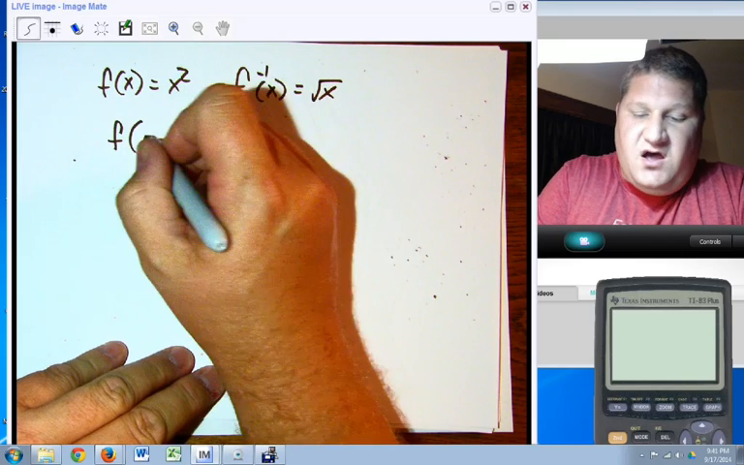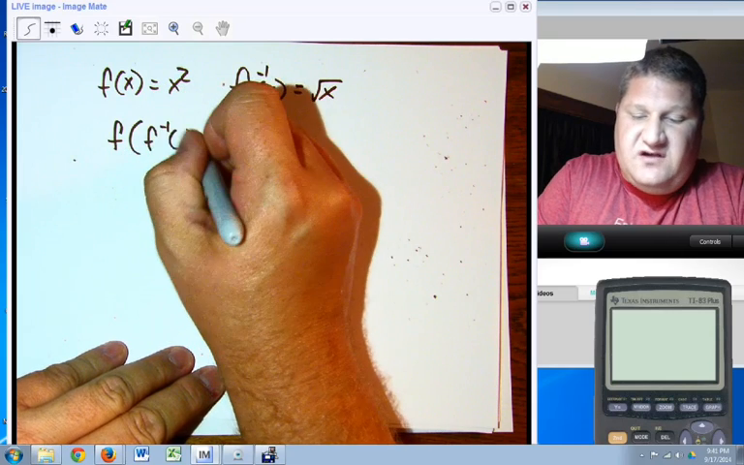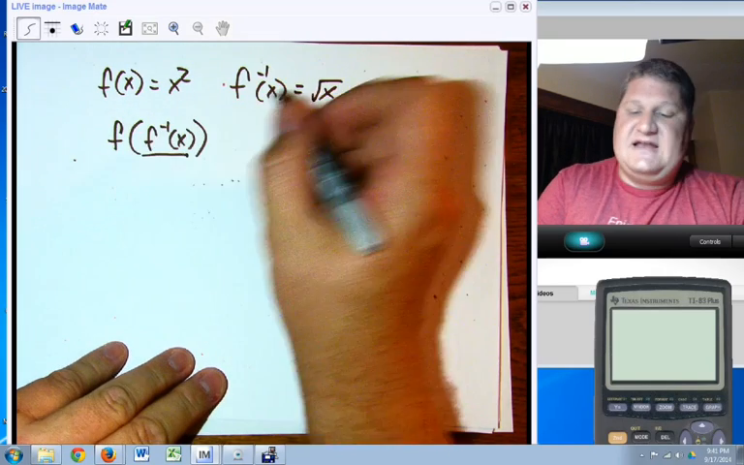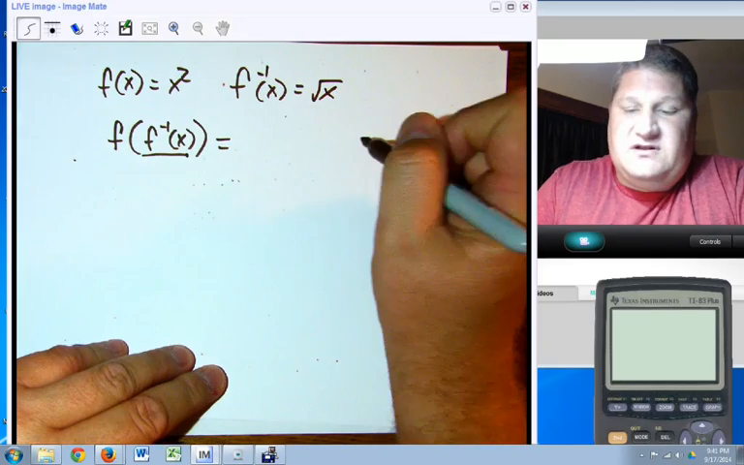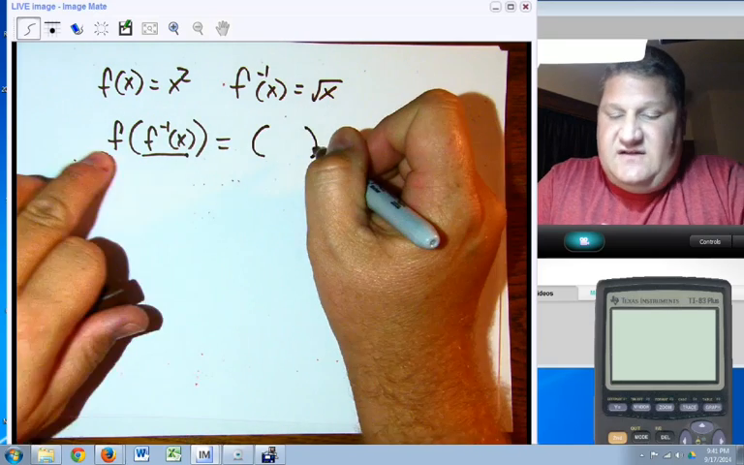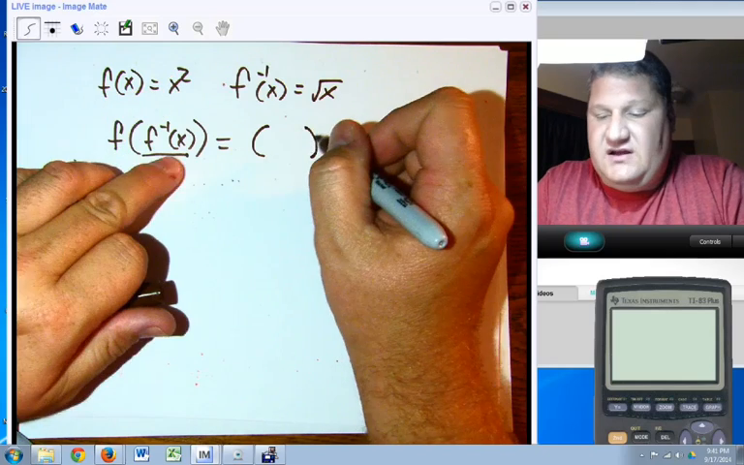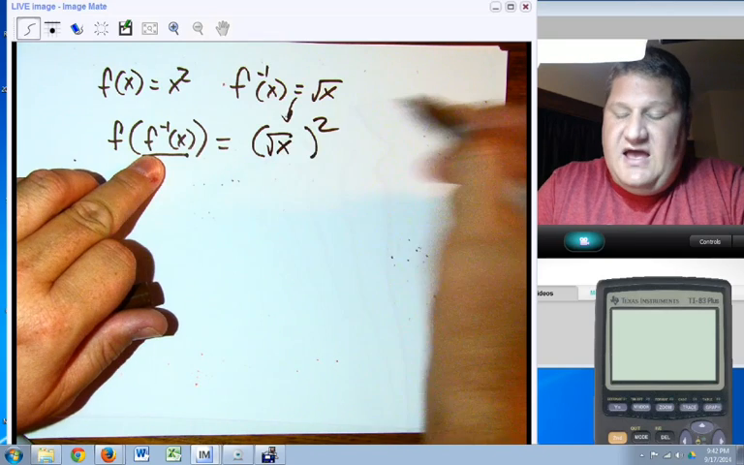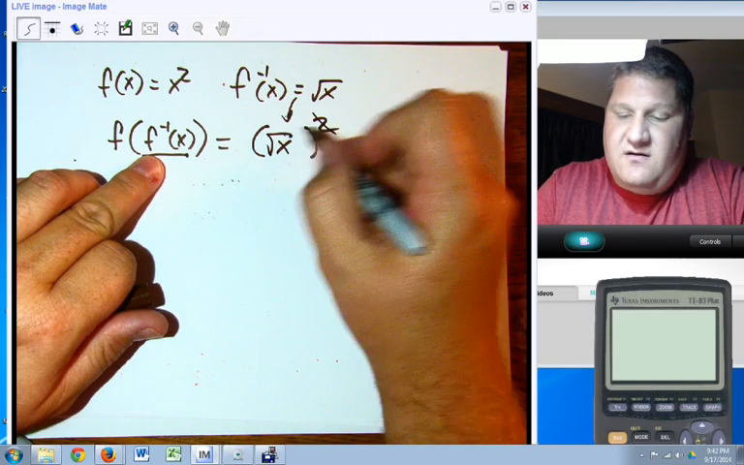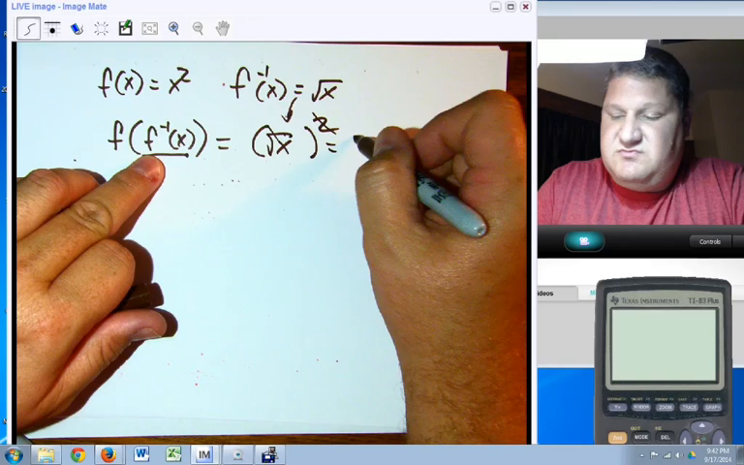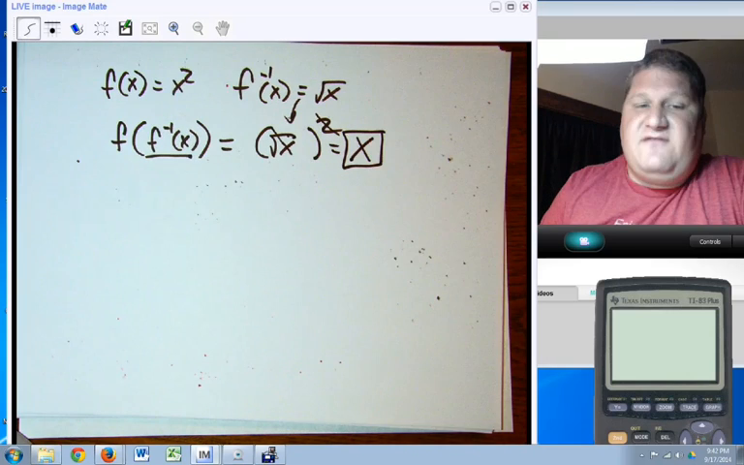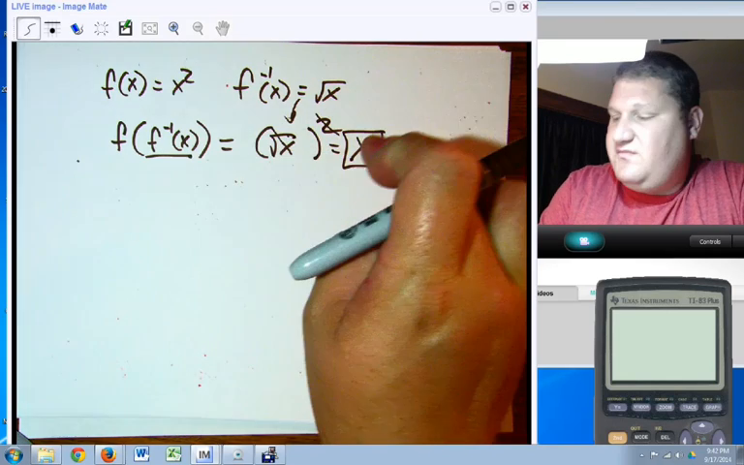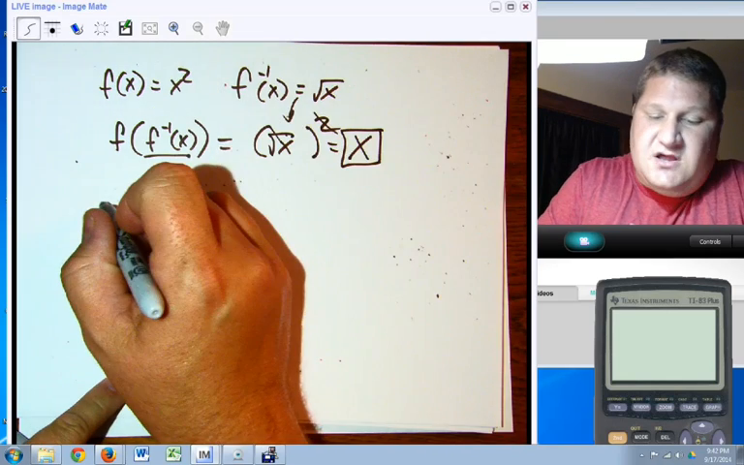f of f inverse of x. I can take its inverse and insert it inside f. So just like we learned in the last section, since f of x is x squared, it's something squared. Well, what's the something that's squared? Square root x. Well, what happens to a square root and a square? They cancel out, leaving just plain old x. If I have a function and its inverse, and I do a composition of functions, I will be left with x and only x.